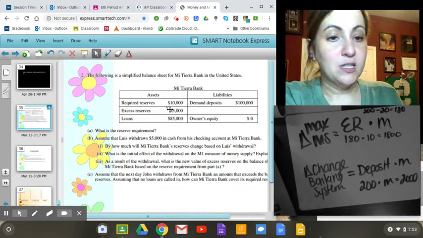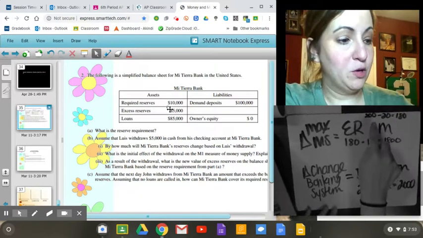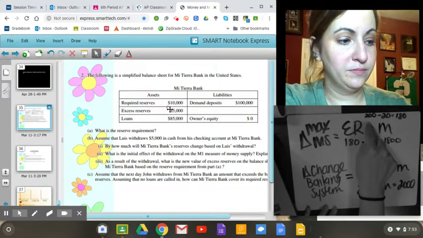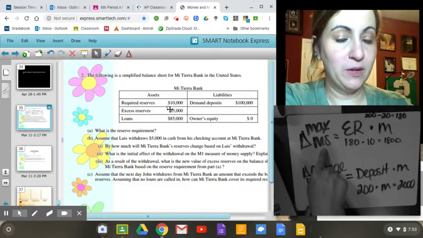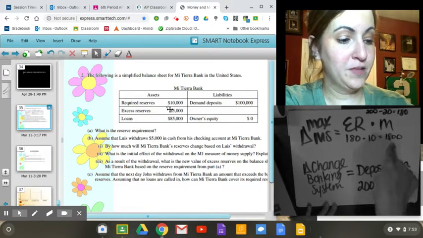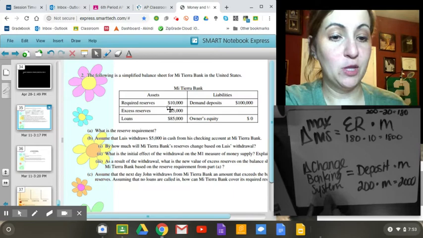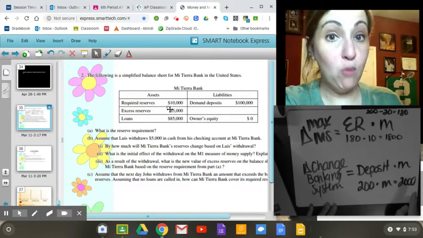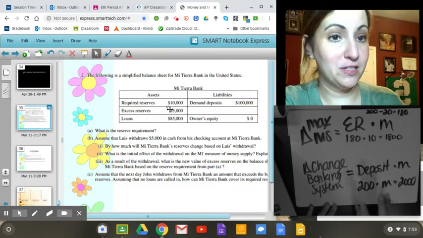So here's the possible scenario. They might say you deposit $200. What happens to change in money supply? That's one question, which is $1,800 change. Or they can say, what's the maximum change in the banking system? Which is going to be more because you're taking the entire deposit. You don't have to take anything out.